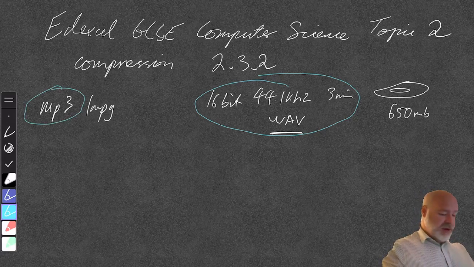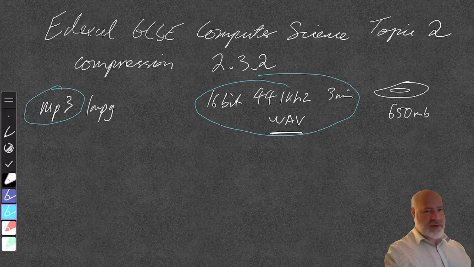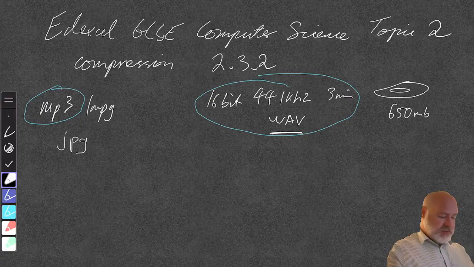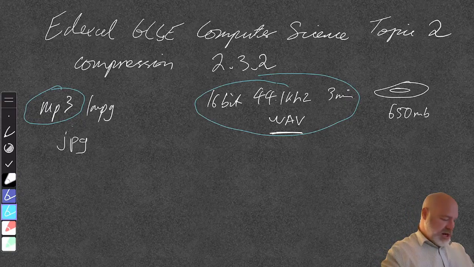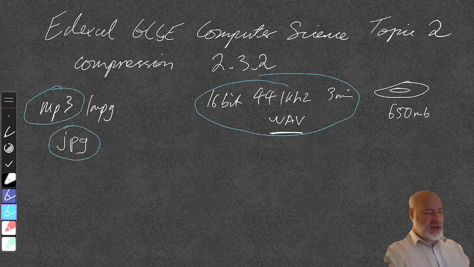And there are others, by the way. It's not just MP3 now. There are lots of other compression algorithms you can use. And also, if you're dealing with pictures, JPEGs are really typical image files that you'd be using. So these are two really commonly used file types that have been compressed.